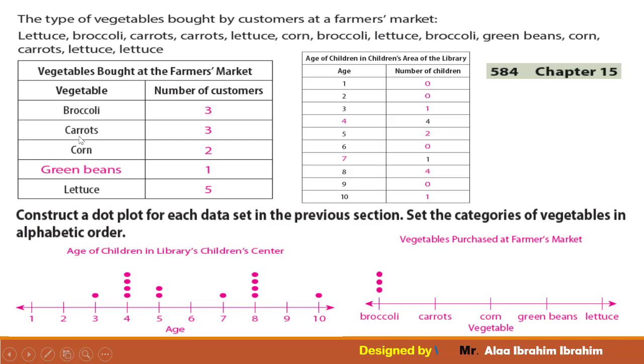The same with this table, the vegetables at the farmers market. I found broccoli 3, carrots 3, corn 2, green beans 1, and the total is 5. So these are my tables and also my dot plots.